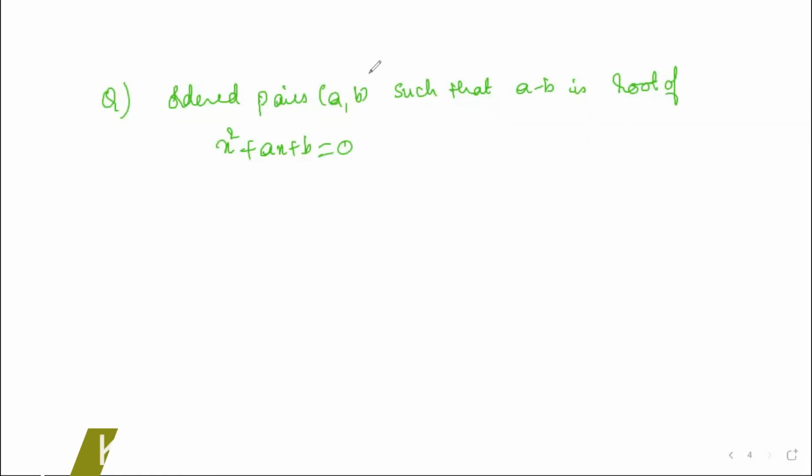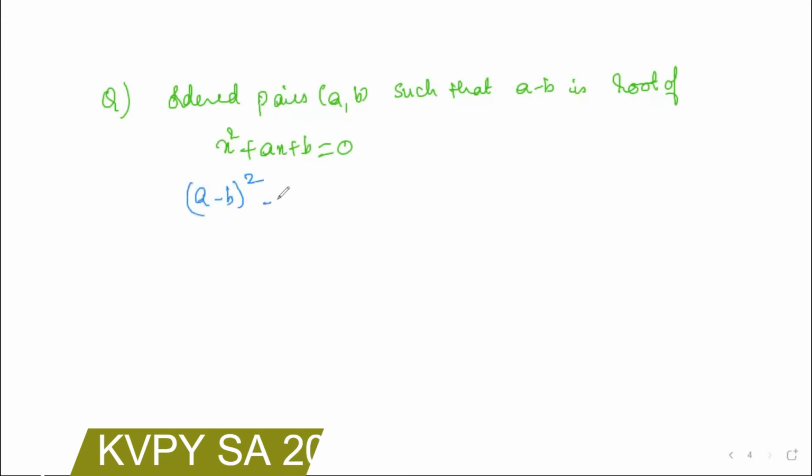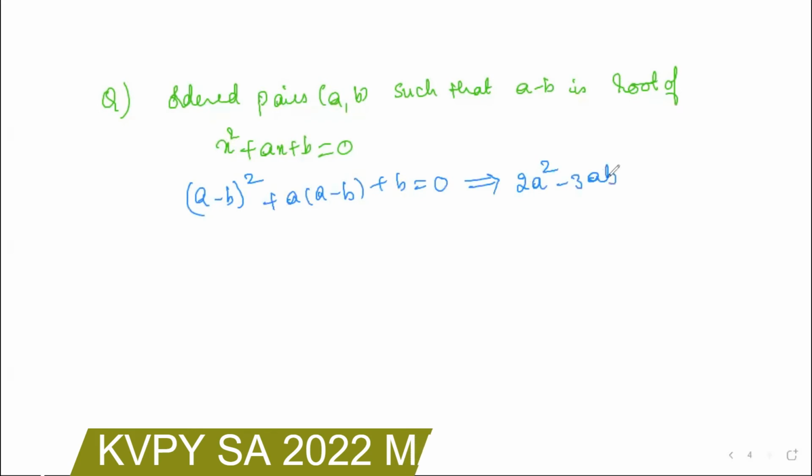Let's discuss the next question. Ordered pairs A comma B such that A minus B is the root of the quadratic equation x square plus AX plus B is equal to 0. Any root will satisfy its own equation. So let us plug in A minus B whole square plus A times A minus B plus B is equal to 0. So on simplifying this equation, you get 2A square minus 3AB plus B square plus B is equal to 0.